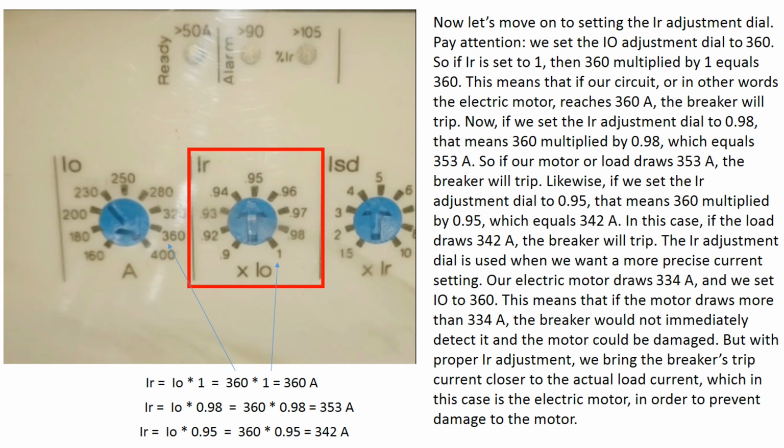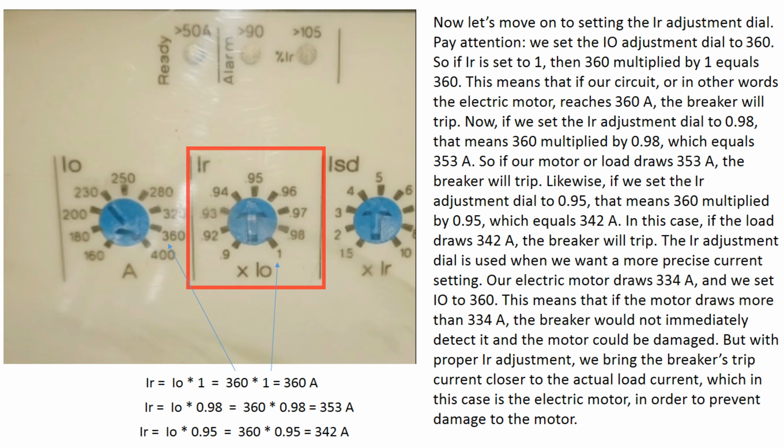Now let's move on to setting the IR adjustment dial. Pay attention. We set the IO adjustment dial to 360. So if IR is set to 1, 360 multiplied by 1 equals 360. That means our circuit, or in other words the electric motor, if it reaches 360 amps, the breaker will trip. Now, if we set the IR adjustment dial to 0.98, that means 360 multiplied by 0.98, which equals 353 amps. So if our motor, or any connected load, draws 353 amps, the breaker will trip.